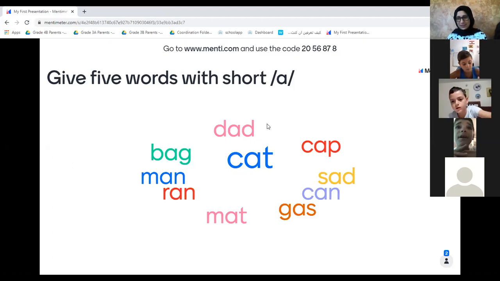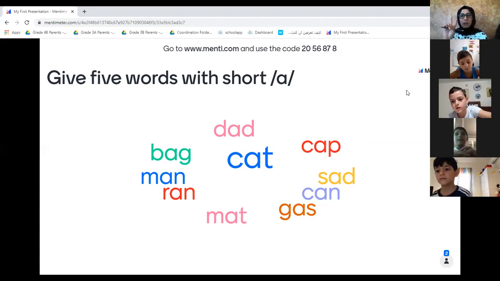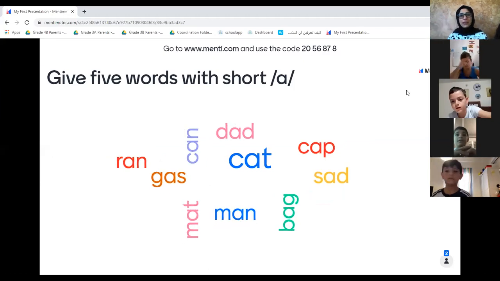Dad. Matt. Gas. Can. Sad. Cat. Only 2 of you have submitted. See, so every time someone submits, this word cloud or word map will change. See, the one at the center is the one that was used the most.